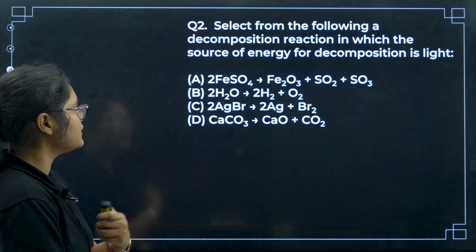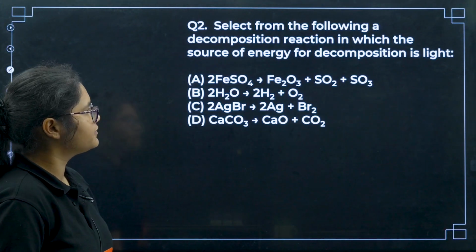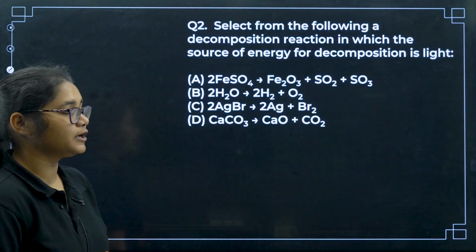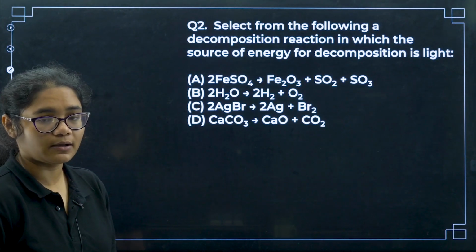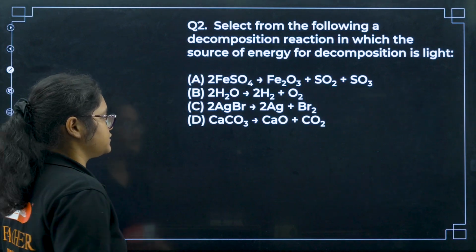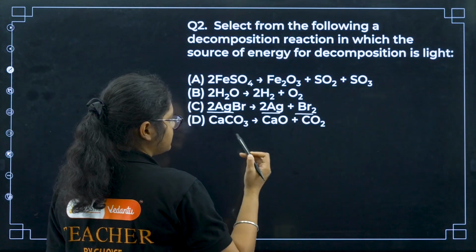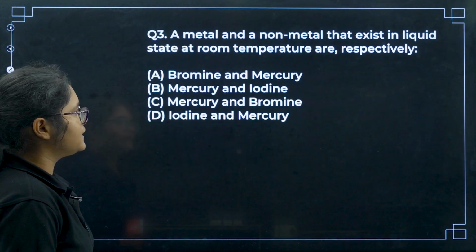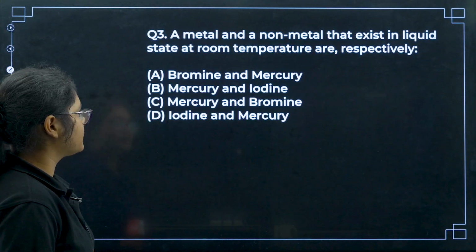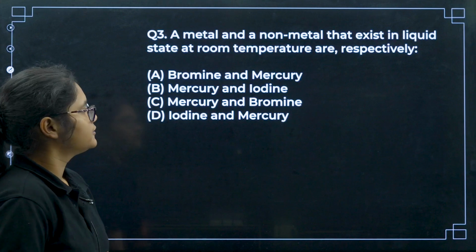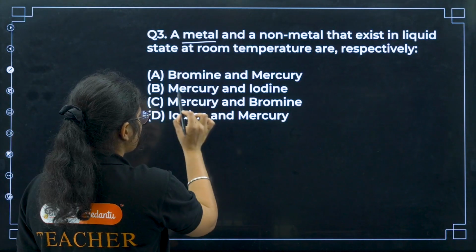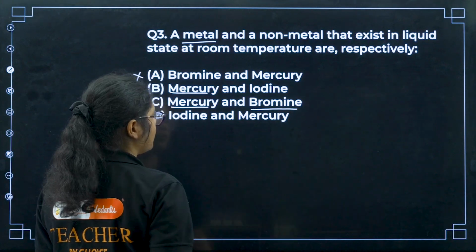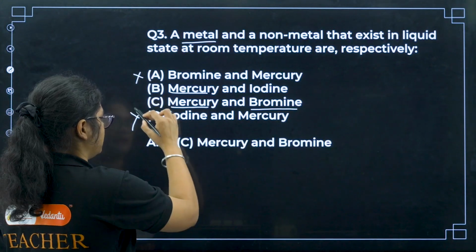Okay, next question: select from the following a decomposition reaction in which the source of energy for decomposition is light. It is talking about photochemical decomposition. We know AgBr will give you Ag plus Br2 in presence of light. So option number C here. Next, a metal and a non-metal that exist in the liquid state at room temperature are. The metal which exists in the liquid state, we all know it is mercury, and the non-metal is bromine, right? So option number C here.